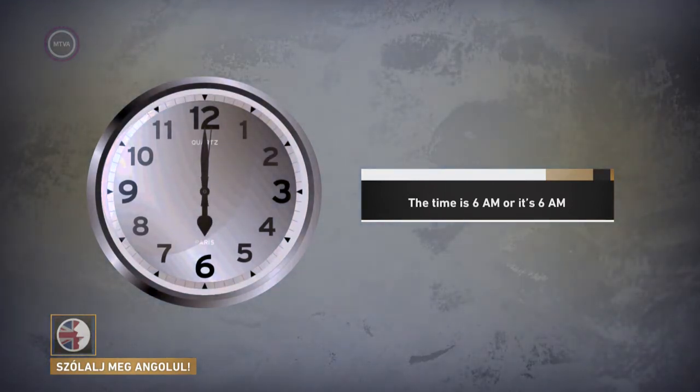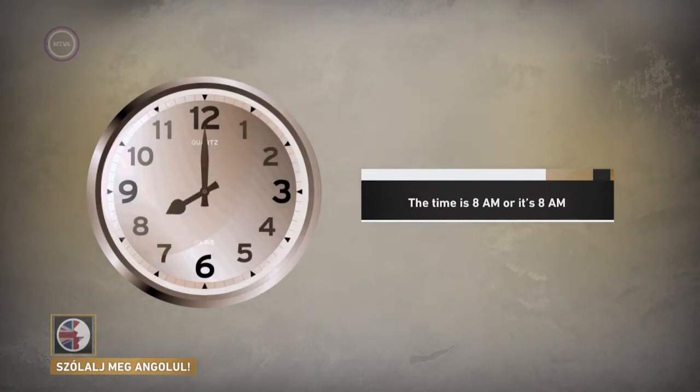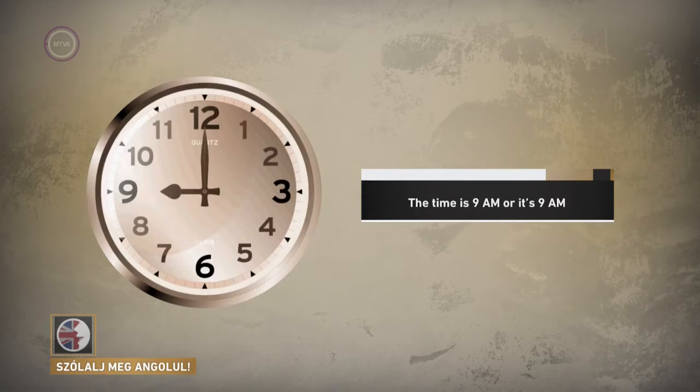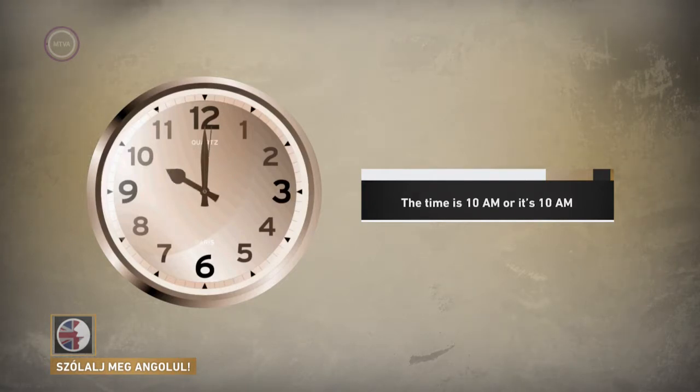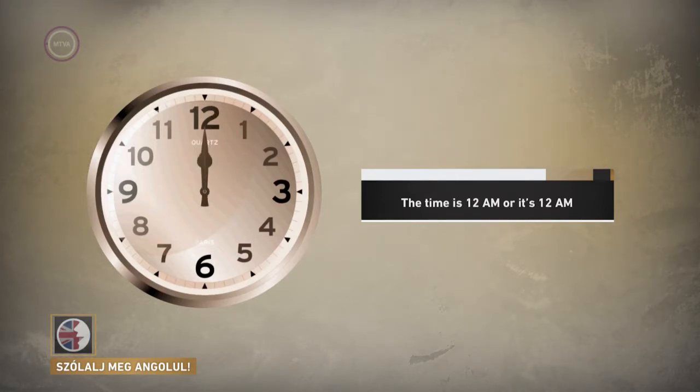Or it's 6 AM. The time is 7 AM, or it's 7 AM. The time is 8 AM, or it's 8 AM. The time is 9 AM, or it's 9 AM. The time is 10 AM, or it's 10 AM. The time is 11 AM, or it's 11 AM. The time is 12 AM.